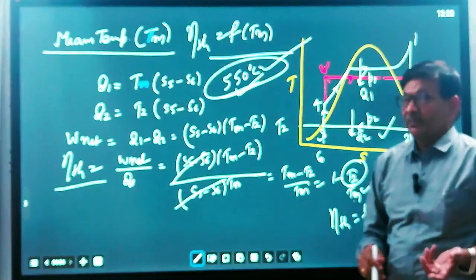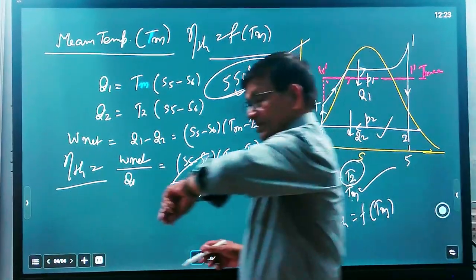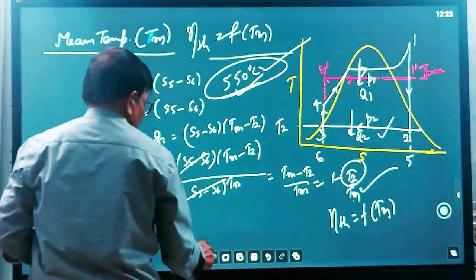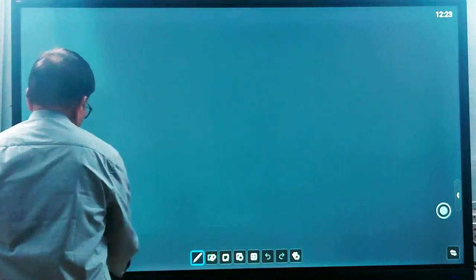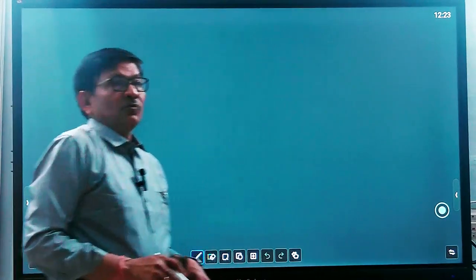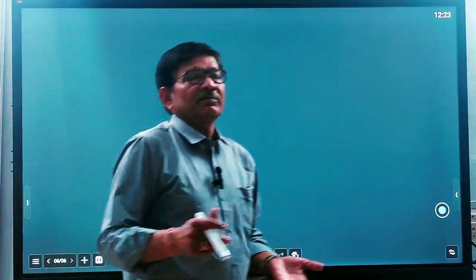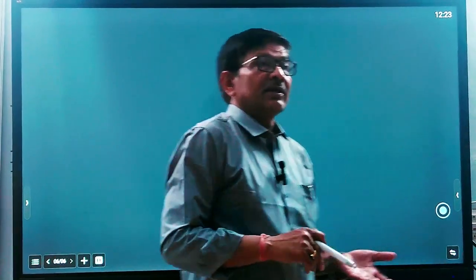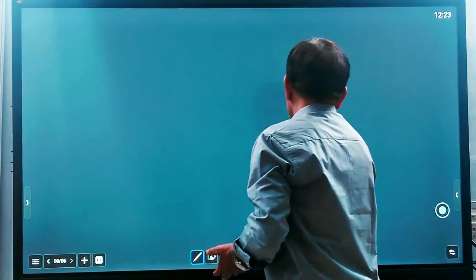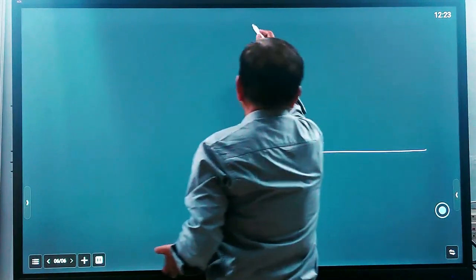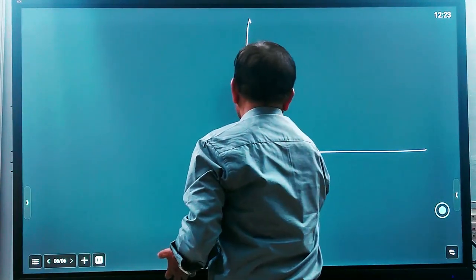So if the temperature limit is fixed, then what can we do? Next we see what we can do. If the temperature limit is fixed, then we will try to increase the pressure. So we will see what the impact of increasing pressure is. By increasing pressure we can increase the mean temperature. So see here the impact of increasing pressure. Already we know that the temperature limit is fixed.